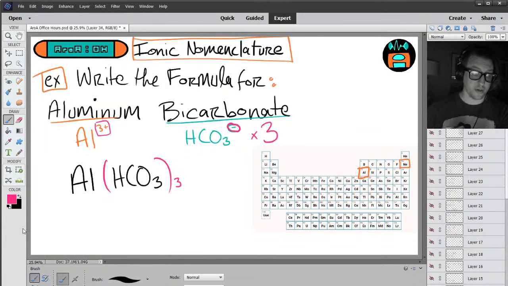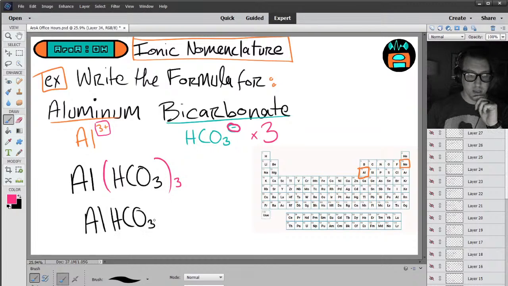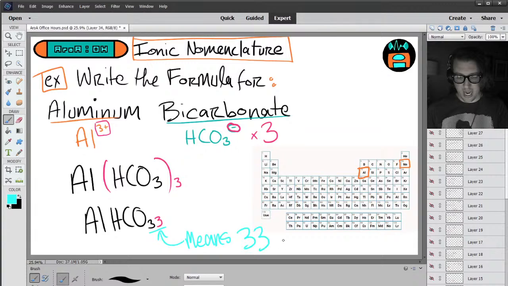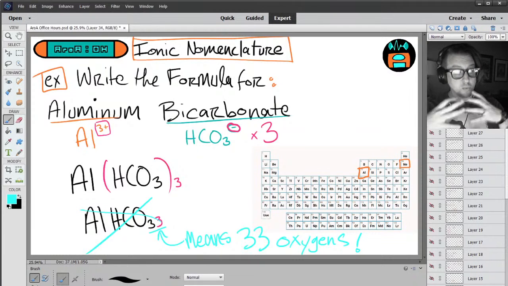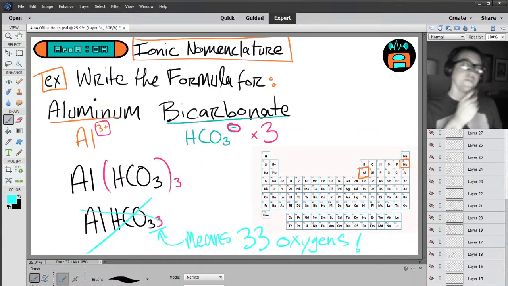Here's why this is critical. If you don't put that parentheses there, and you just write Al, HCO3, 3, this right here means 33 oxygens, which aluminum bicarbonate does not have. So you have to throw the parentheses around your polyatomic ion. Otherwise, you're writing the formula to a completely different compound. All right. Every time you have more than 1, you must put a parentheses around it.